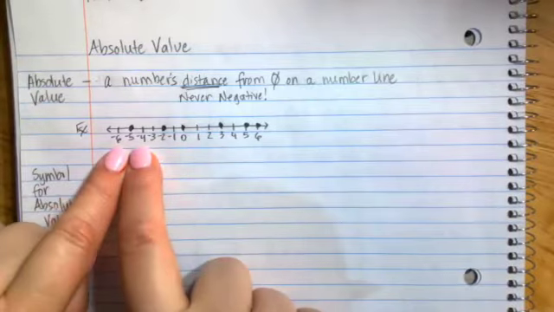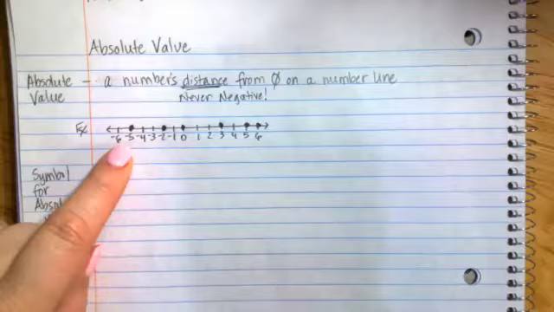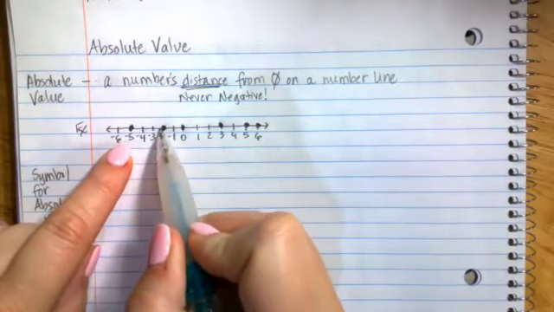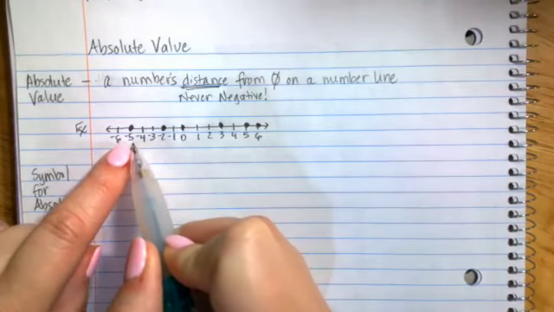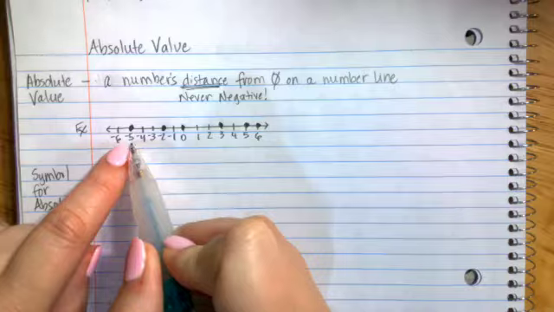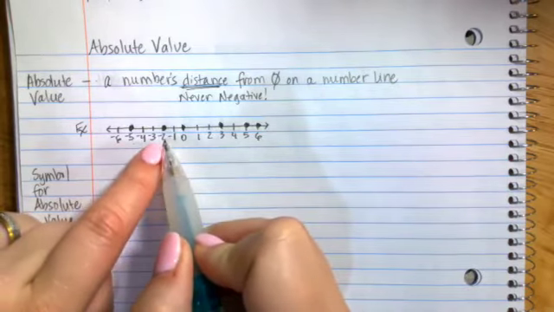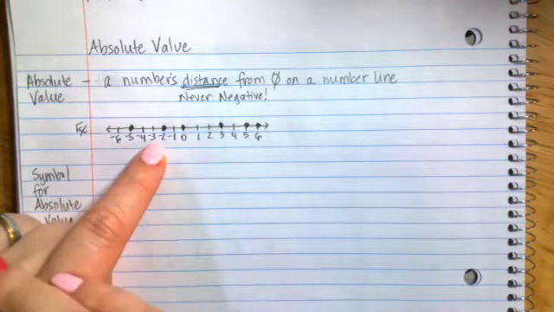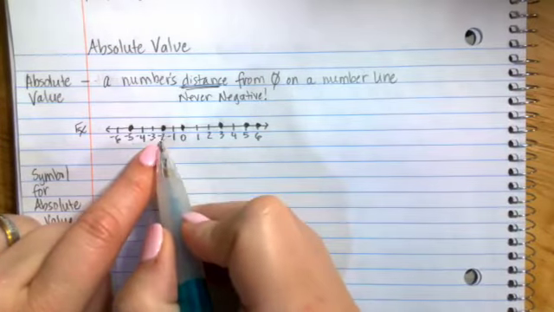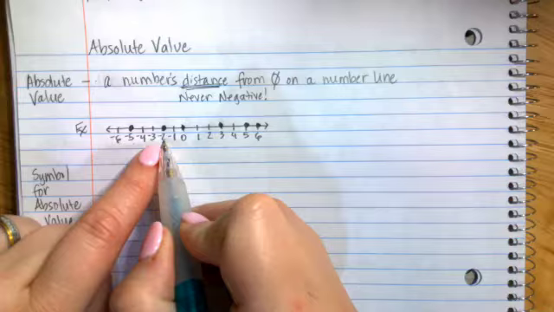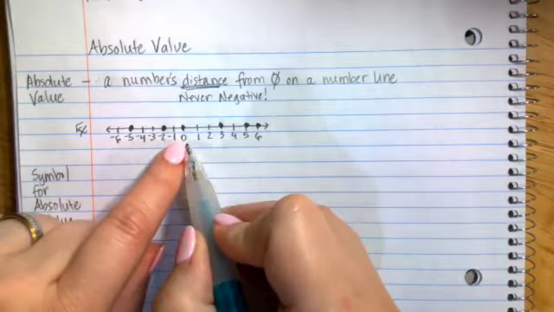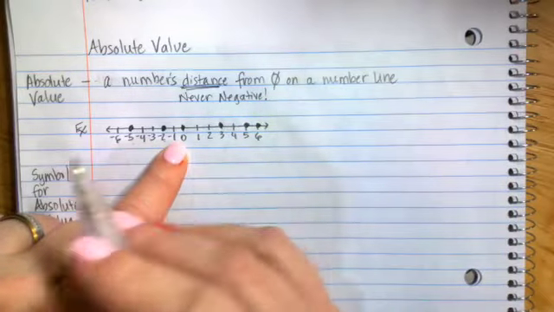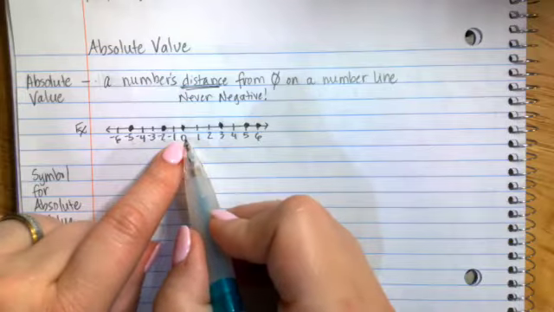these numbers that we've graphed. -5 is 5 places from zero. So -5's absolute value is 5. -2 is 2 places away from zero, so that means -2's absolute value is 2. Zero's absolute value is 0 because it is 0 spaces away from itself.